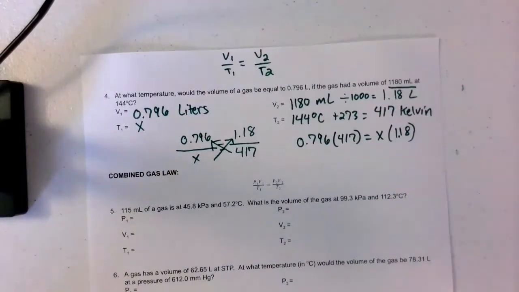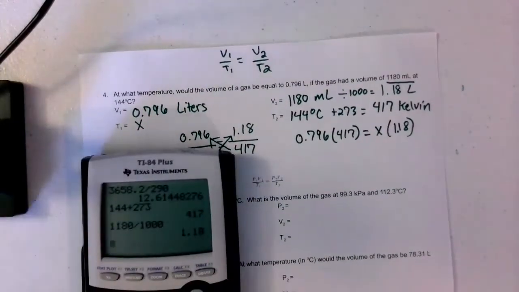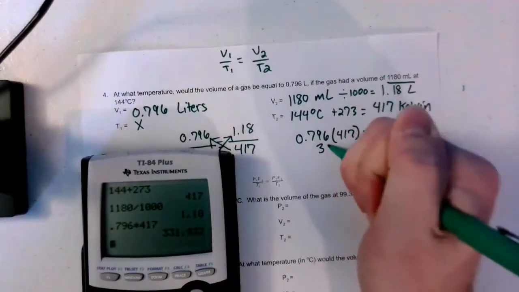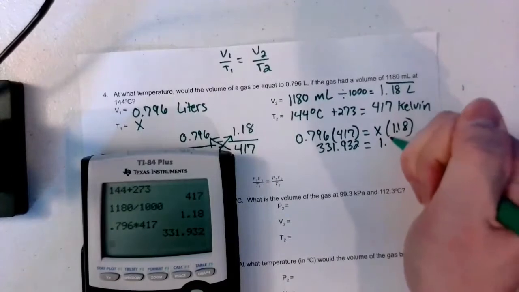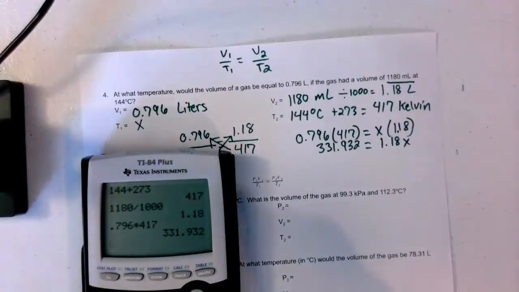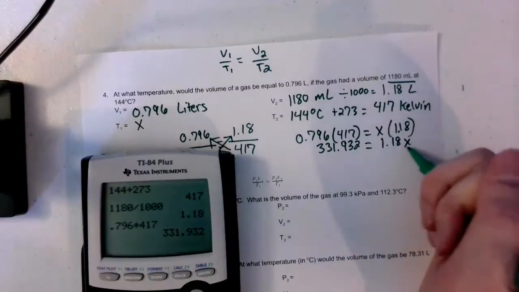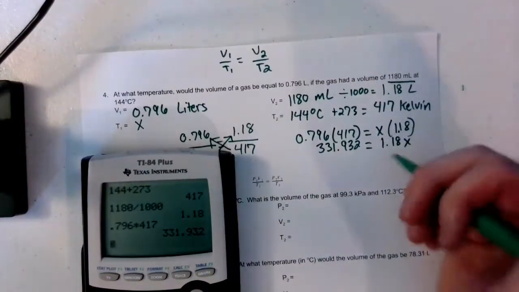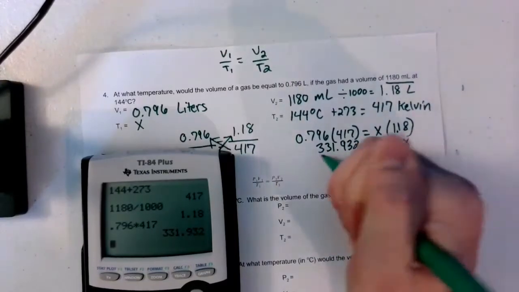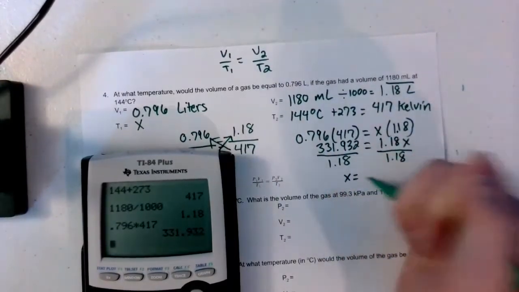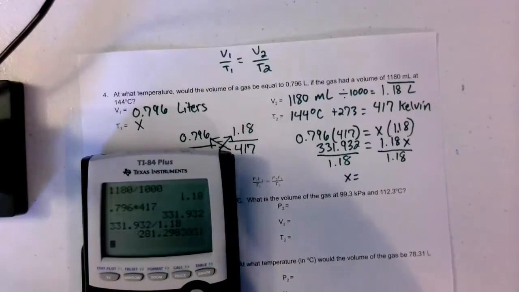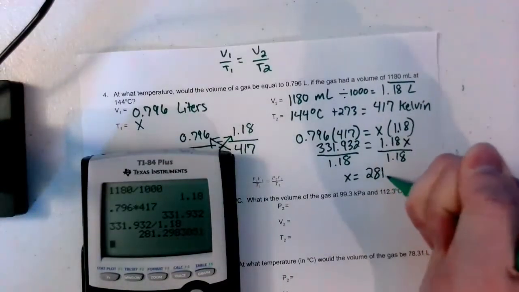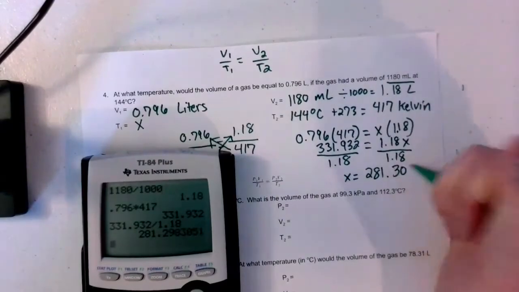Now we're going to multiply on the left side. So I'm going to do 0.796 times 417. That gives me 331.932 equals, and on this side we've just got 1.18 X. To get the X by itself, since this is multiplication, the opposite of multiplication is division, so I'm going to divide by 1.18 on both sides. And X is going to be equal to 331.932 divided by 1.18. That's going to give me 281.298, so I'm going to round that to 281.30.